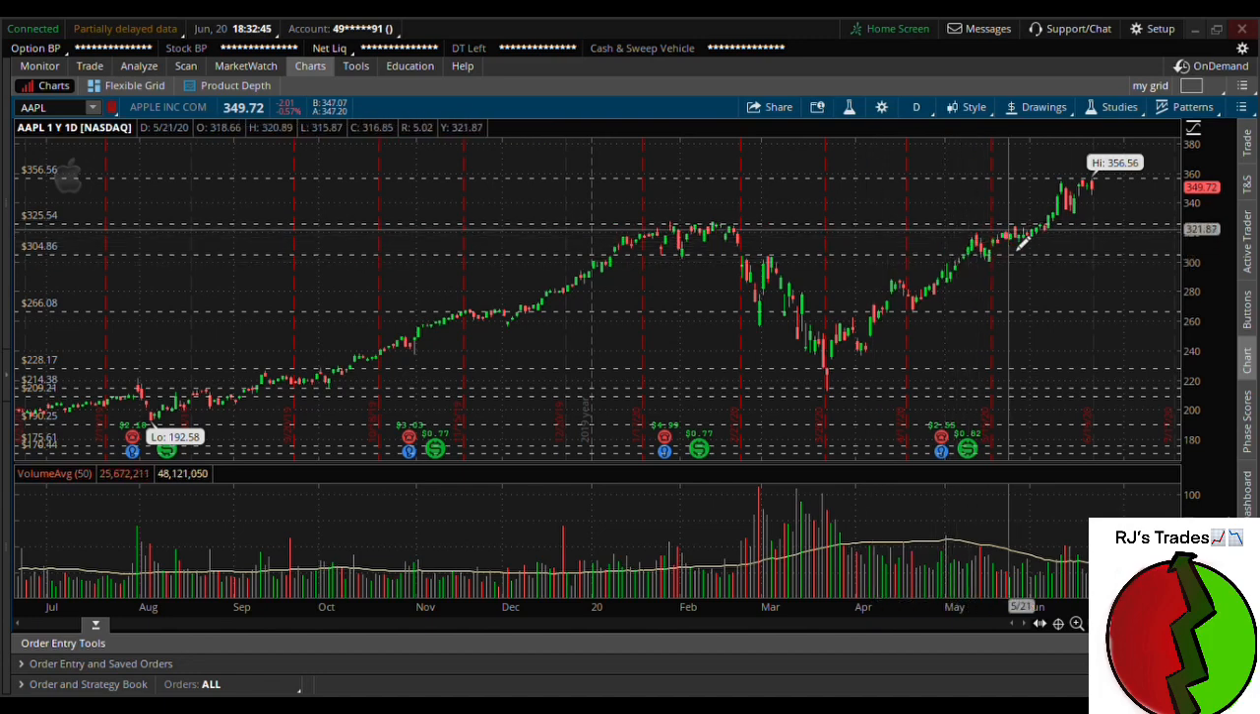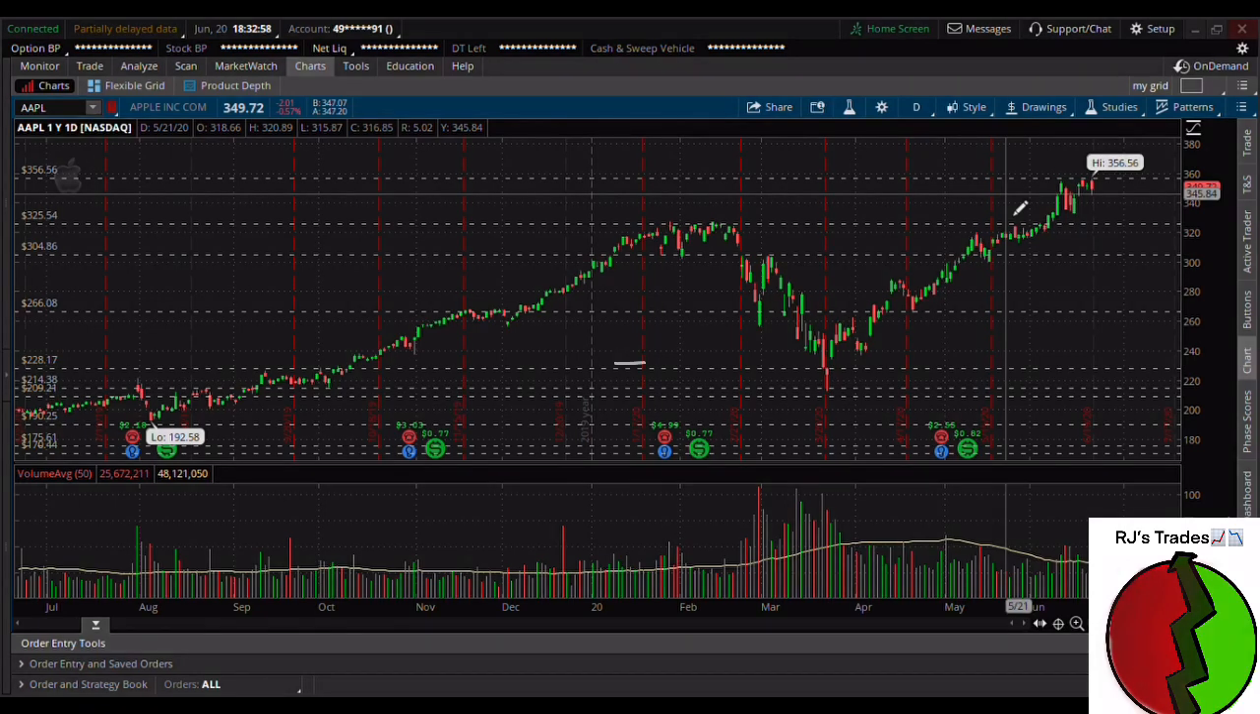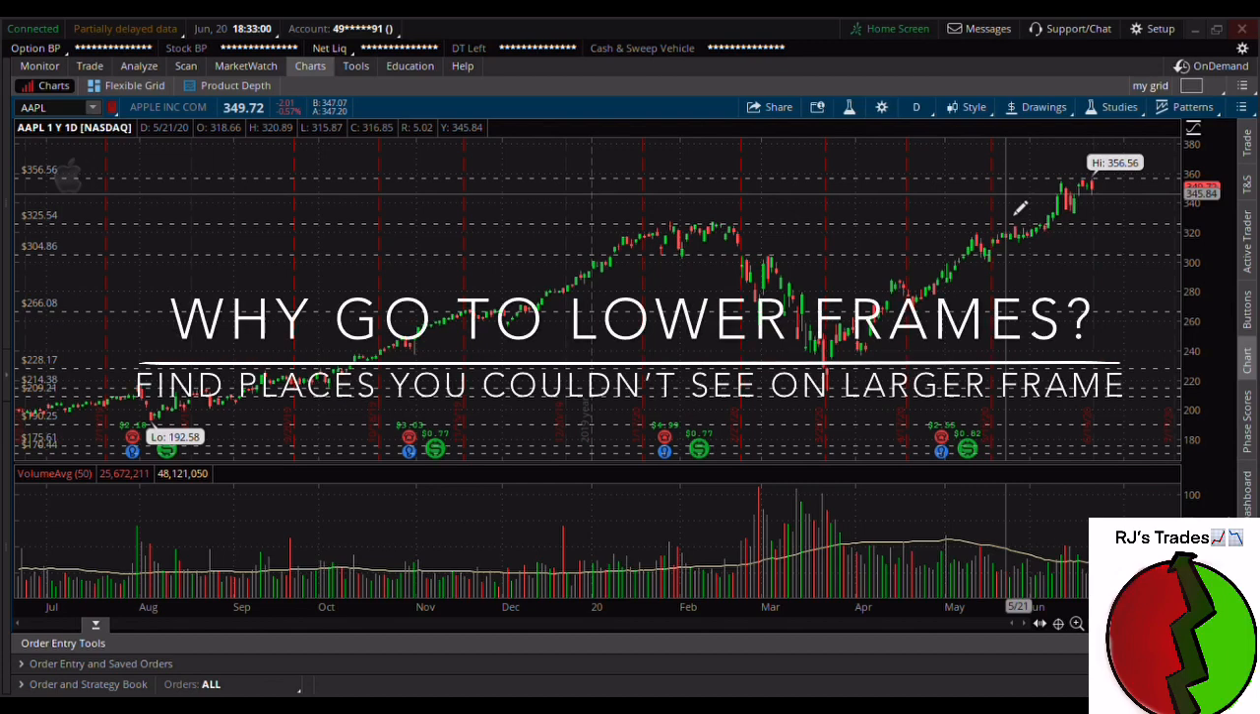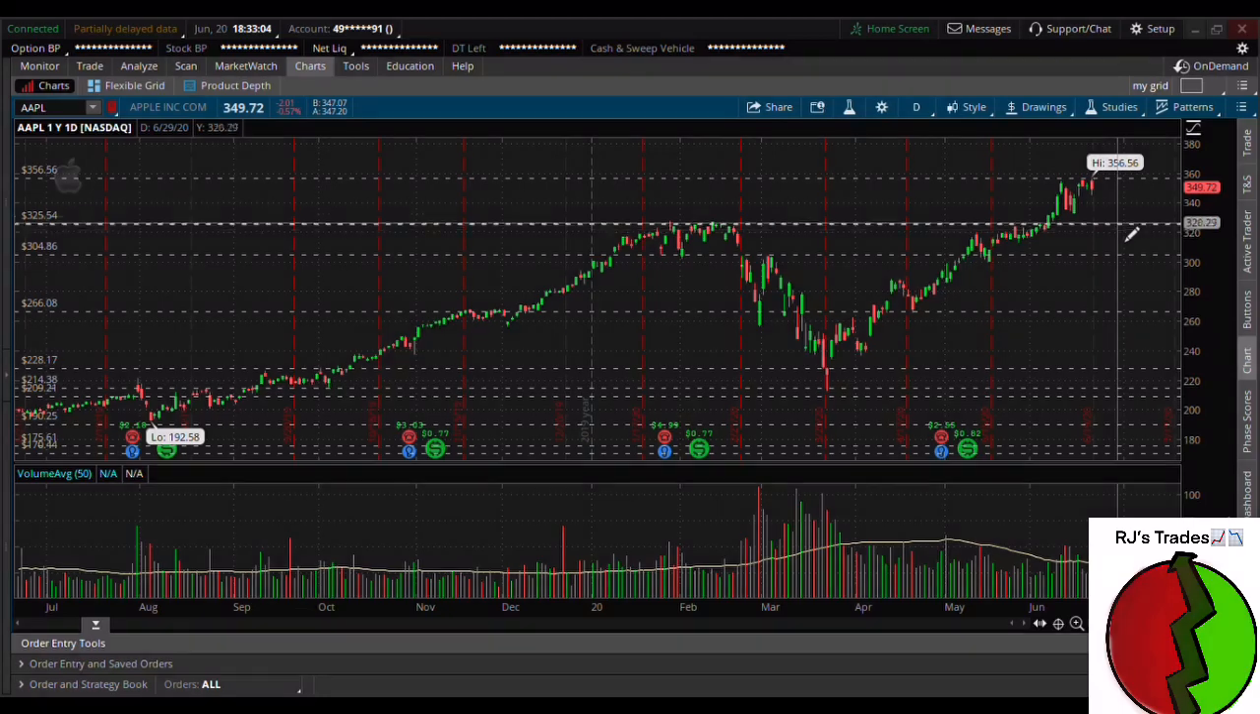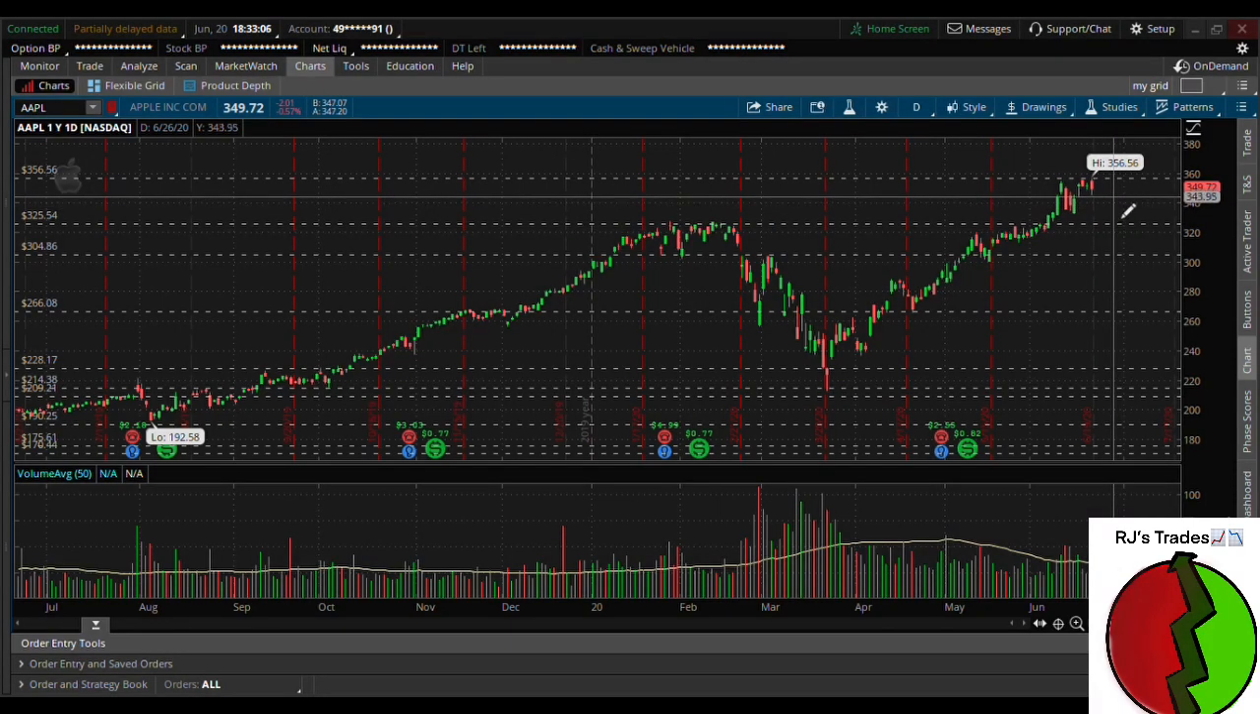All right, so now that we've done that, all we're doing now is finding more supports and resistances. You want to find these on every time frame as you go down. I'm just going to go down to the hour chart. The reason you want to keep going down, like I said, is you just want to find places you may have missed. So I'm going to plot these and I will be right back.